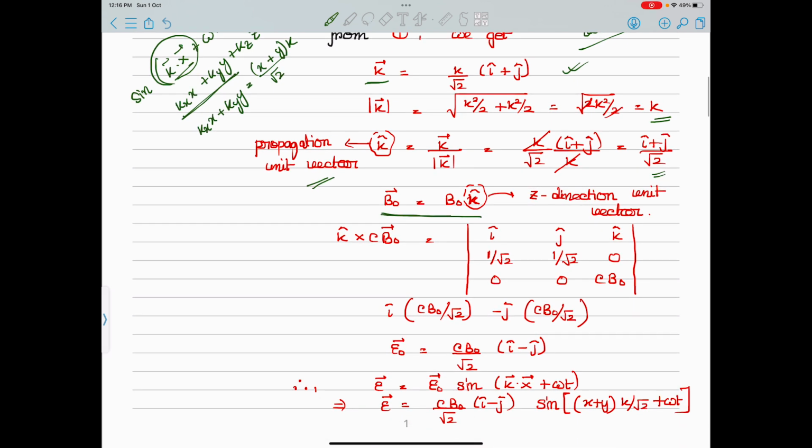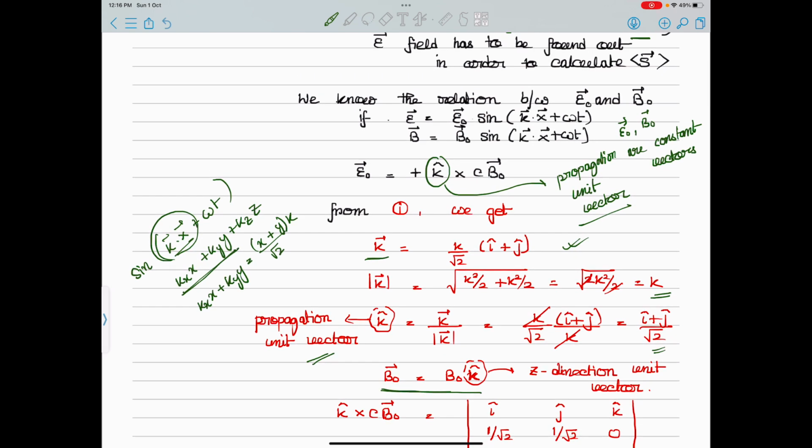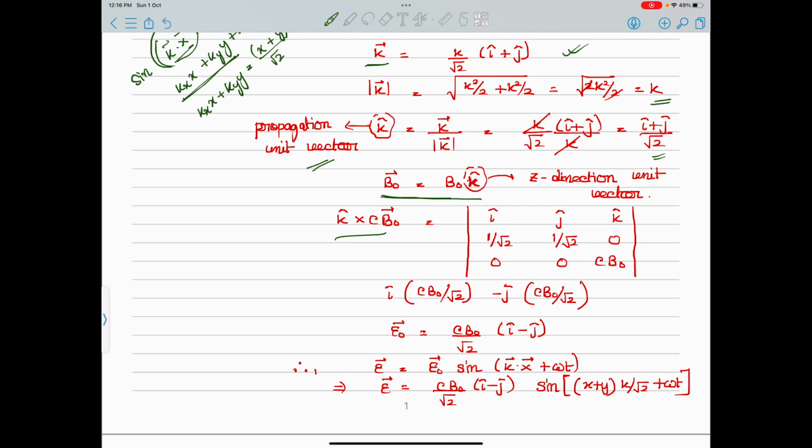Therefore we need to find out E, and for that E naught needs to be found out, and E naught is given by this expression. So we calculate k cap cross c B naught, this particular thing here. 1 by root 2, 1 by root 2, so whatever the cross product is, we calculate it, and ultimately we get E naught equal to c B naught by root 2 (i minus j). So we have found E naught.